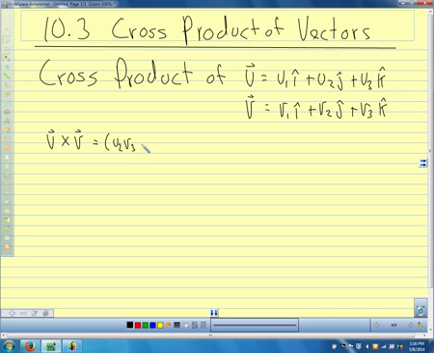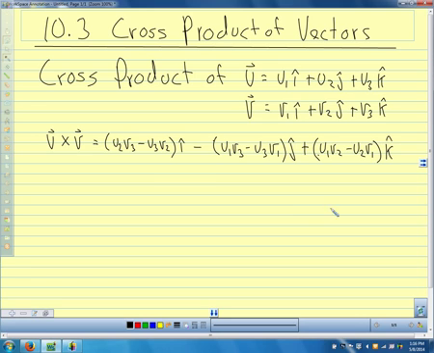u2 v3 minus u3 v2 i hat, minus u1 v3 minus u3 v1 j hat, plus u1 v2 minus u2 v1 k hat. So that's our cross product. Kind of long, kind of complicated.